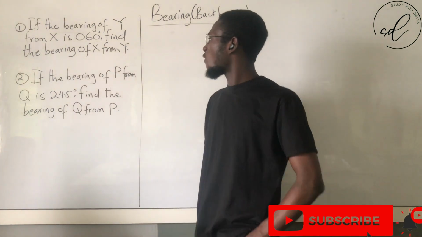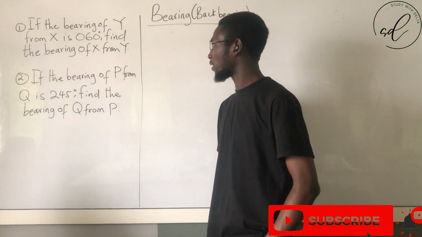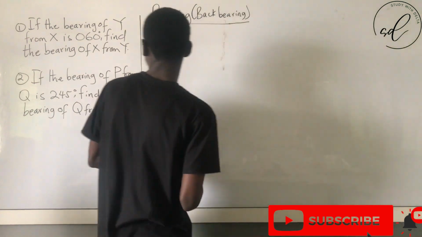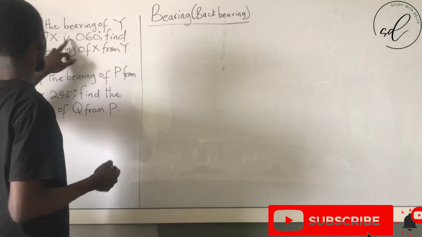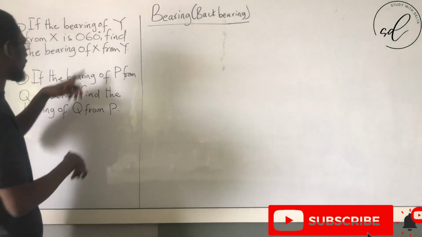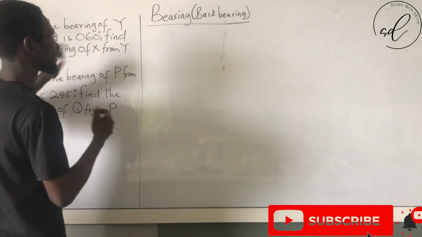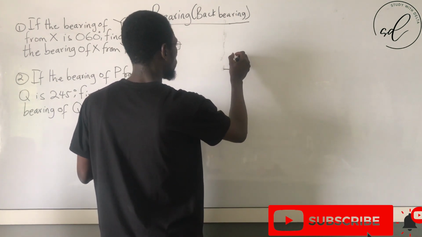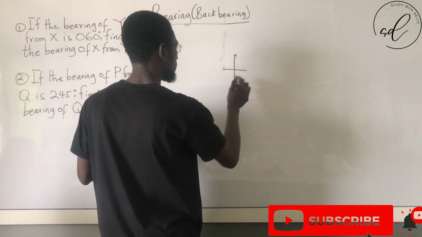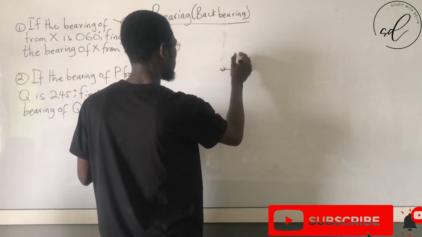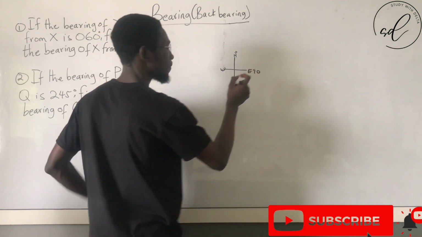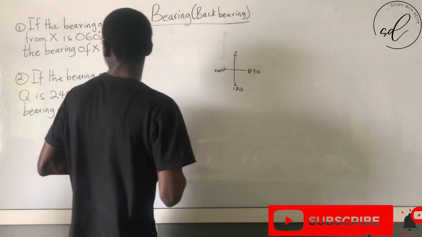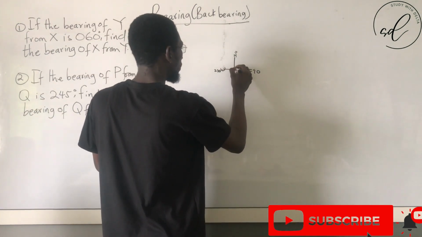Now, if the bearing of y from x is 60 degrees, find the bearing of x from y. Alright, so let's quickly look at that. The first thing we have to draw is our 60 degrees. So our north, south, east, west. This is 0, this is 90, this is 180, this is 270. I always do this to help me. So we are saying it's 60 degrees, so 60 should be somewhere here.